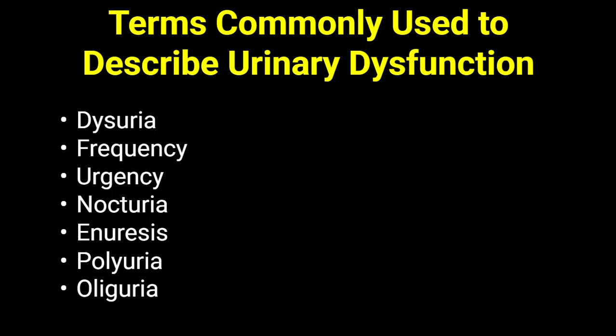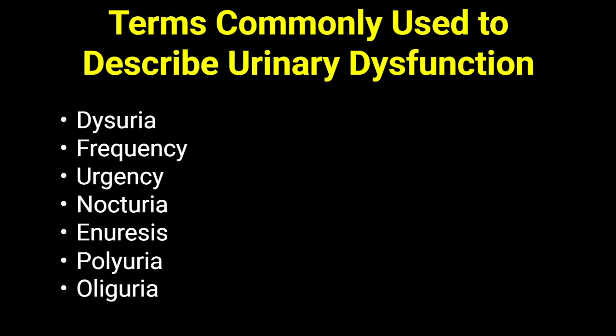Polyuria means excessive urine output. Causes include diabetes mellitus, diabetes insipidus, excess fluid intake, or certain medications. Oliguria means decreased urine output. It may indicate dehydration, shock, acute kidney injury, or urinary obstruction and should always be reported promptly.